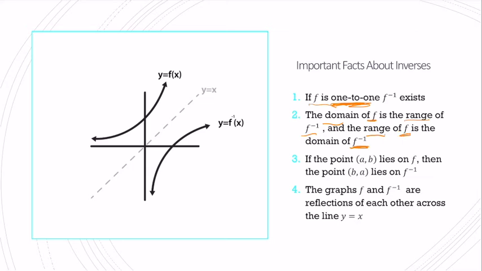If a point AB lies on the graph of my function, then my inverse function always has the point BA. Last but not least, and this is the only one that's not really counterintuitive, my graphs are reflections of each other across the y equals x line, right? If I change that, then my x's become my y's and my y's become my x's. So they're a reflection across that line. So that's everything you need to know for section 6.2. We'll be talking about section 6.3 real soon.